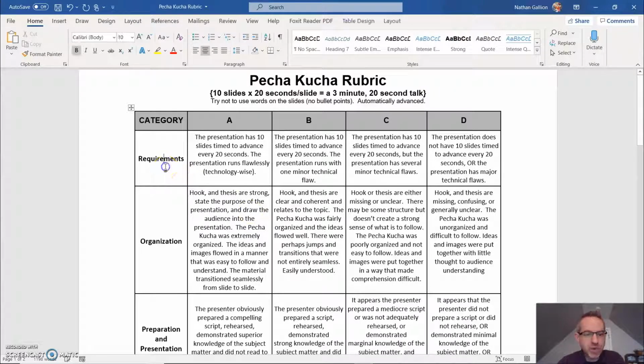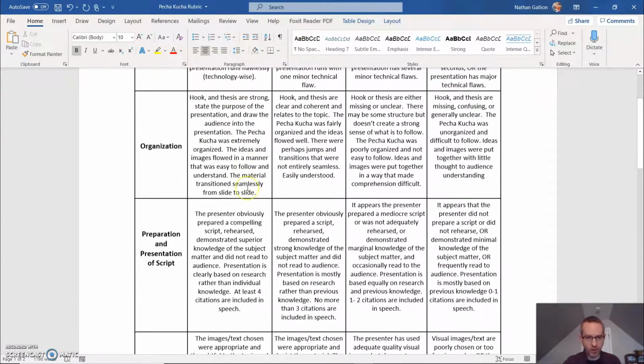Okay, so the requirements. This part, you ought to get all these points, okay? Your presentation has 10 slides, which I've already given you in that template, that are timed to advance every 20 seconds. Right now, you probably don't know how to do that, but I am going to give you the information so you know exactly how to do it. If you follow those directions, you are going to be just fine, okay? So that should be an A for everybody in that category.